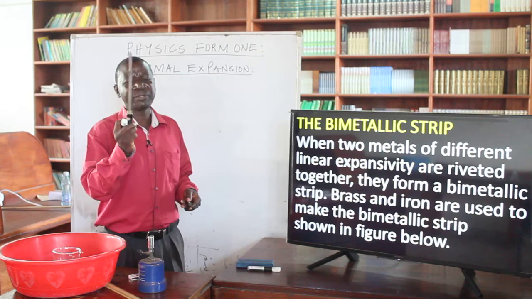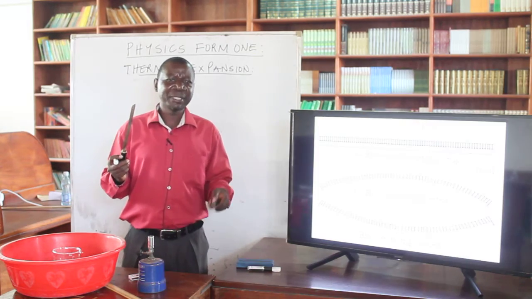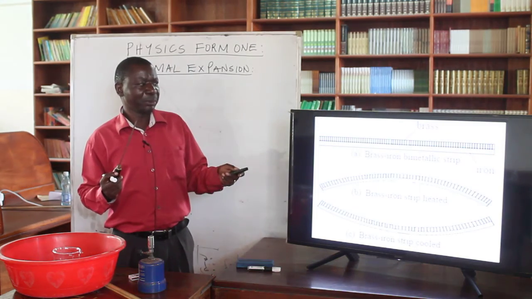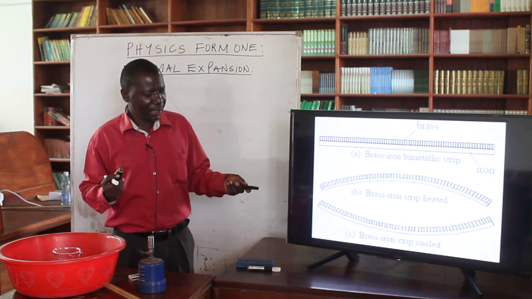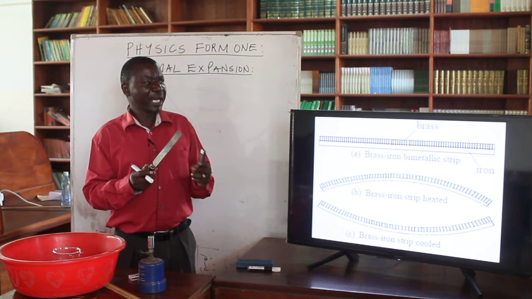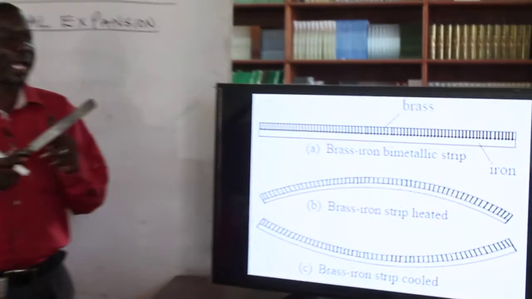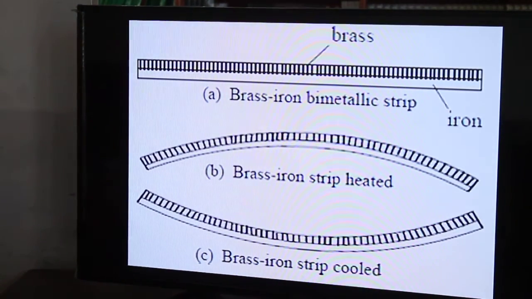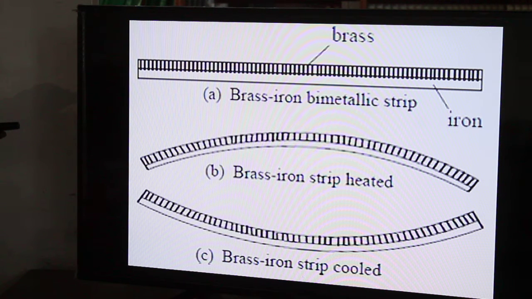here shown physically. If we have a bimetallic strip as drawn on the diagram there on our screen, we may have brass, may have iron. So that is a brass iron bimetallic strip, the one which is shown on the screen. Even this one, the one I have here, is also a brass iron bimetallic strip. Now, when a bimetallic strip as shown on our screen is heated, it may bend.